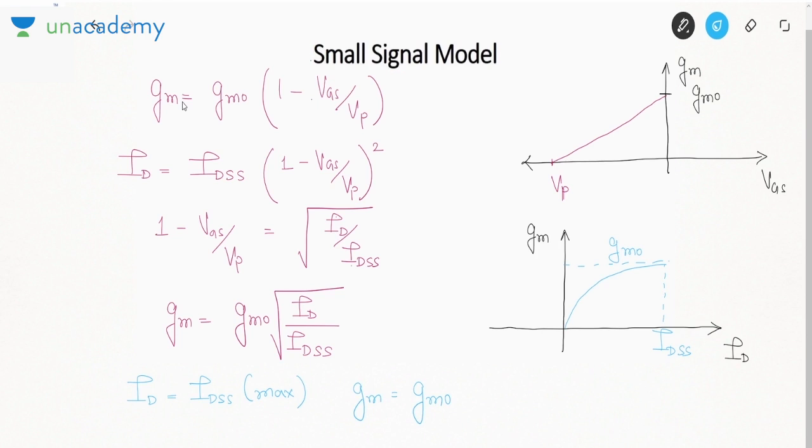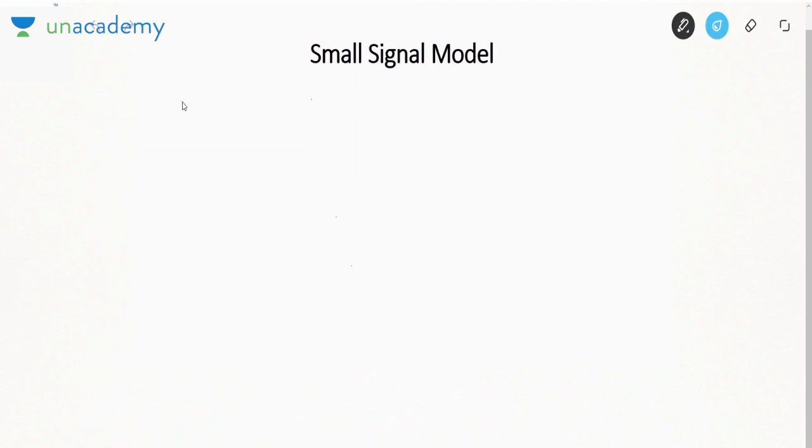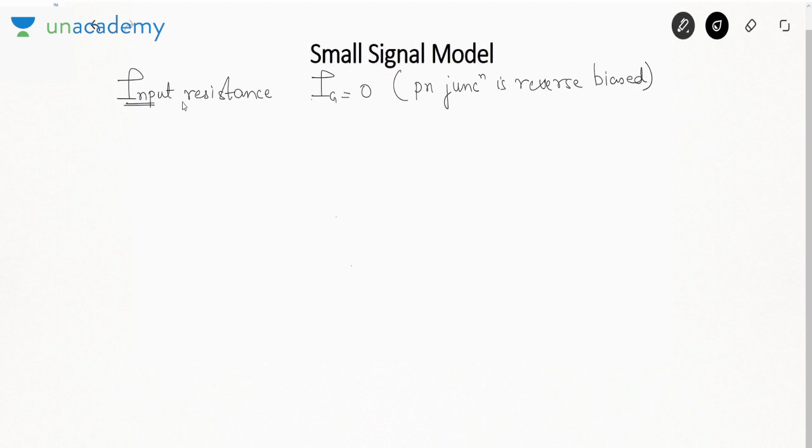and it varies linearly with the gate to source voltage. Now what other parameters can be used in the small signal model? We will have input resistance. Now we know in a JFET the gate current is 0. Why is the gate current 0? Because the PN junction is reverse biased. So the gate current is 0. That means the input resistance tends to infinity, or you can say open circuit.